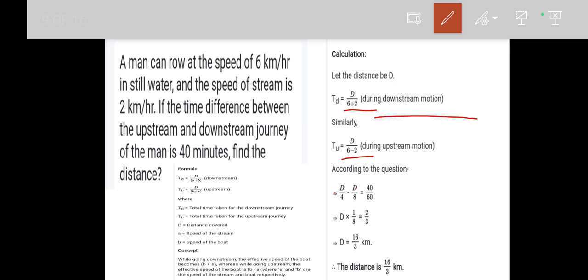We need to convert into hours, so we divide by 60. So D into 1 by 8 is equal to 2 by 3. So we get the distance as 16 by 3 kilometers, and our final answer as per the option will be 16 by 3, or if it is in decimal form, then convert it into decimal and mark the answer.